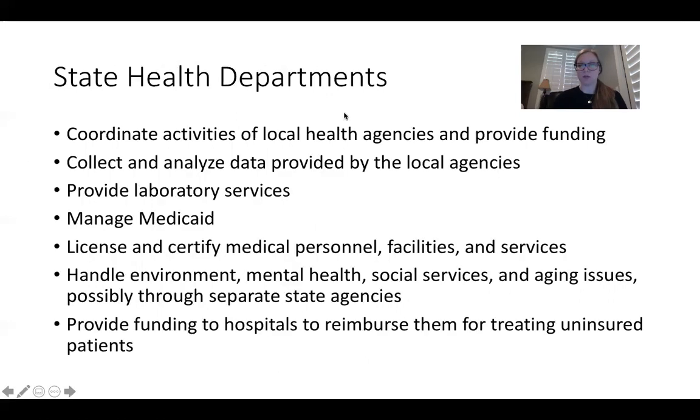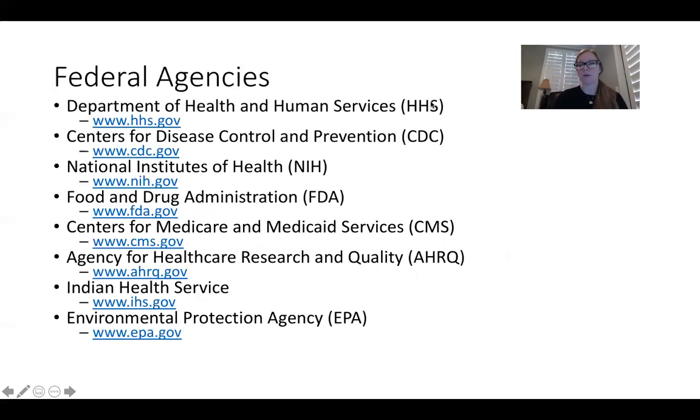Local health agencies, state departments coordinate activities of local health agencies, providing funding, collecting and analyzing data provided by local agencies, managing Medicaid, licensing and certifying medical personnel, facilities and services, and handling environmental, mental health, social services, and aging issues, possibly in separate state agencies. So being aware of the state health departments and what they do as a department in public health.